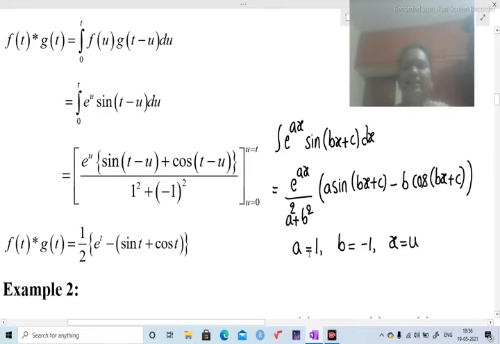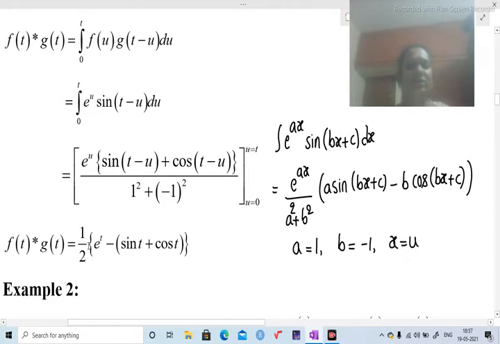Replace a equal to 1, b equal to minus 1, c equal to 0, x equal to u in this formula, then I am going to get the integration of this function like this. Now I am going to substitute the lower limit and upper limit values. First of all, I am going to substitute upper limit.